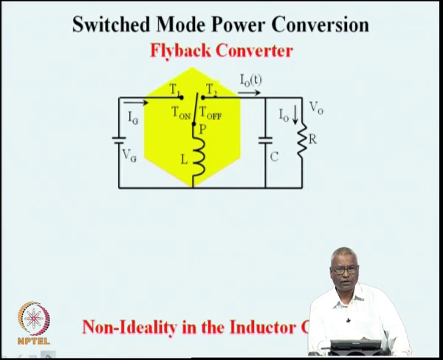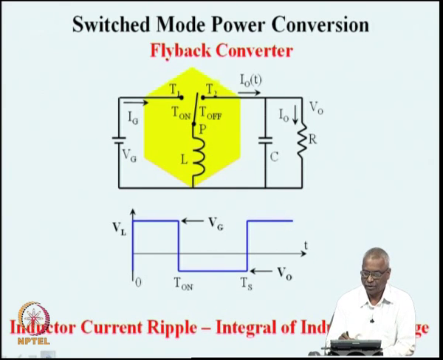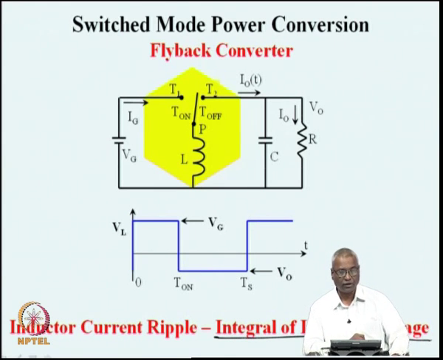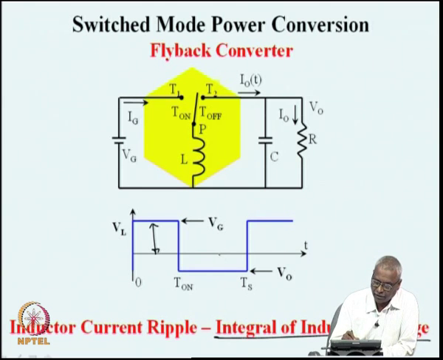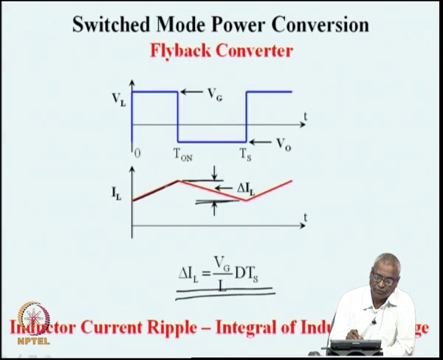The non-idealities are the inductor current ripple and the capacitor voltage ripple. The current ripple, delta I in the inductor, is found by integrating the inductor voltage. The inductor is applied a voltage of Vg during on time and V naught during off time. During the on time, this positive voltage Vg results in an increase in the inductor current. During the off time, the negative voltage applied across the inductor results in a drop in current. Under steady state, the rise in current during on time is the same as the drop in current during off time, and we can write the ripple current delta IL as the slope Vg by L multiplied by the on time, which is D times Ts. So, the inductor current ripple is related to the input voltage and inductor through the on time.